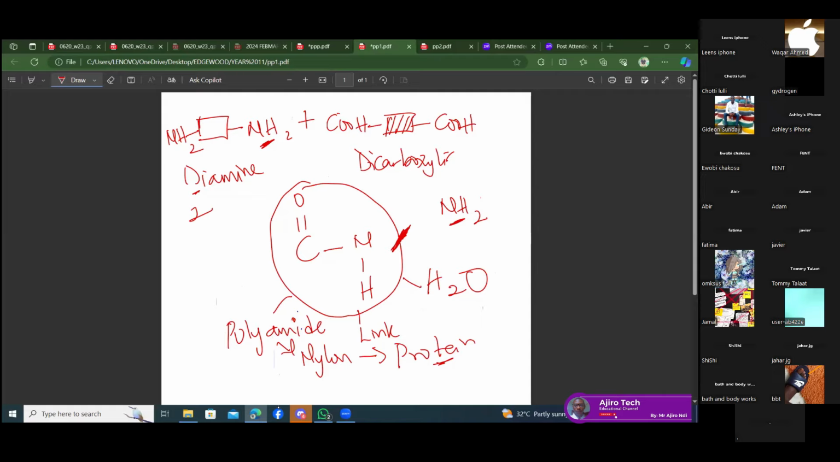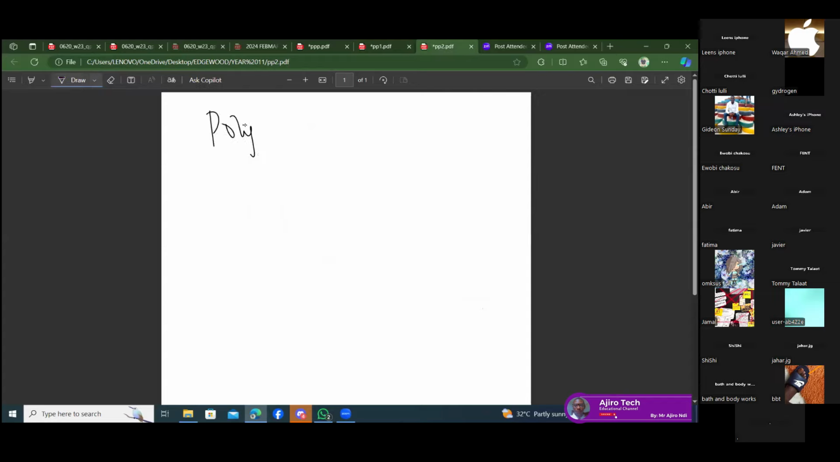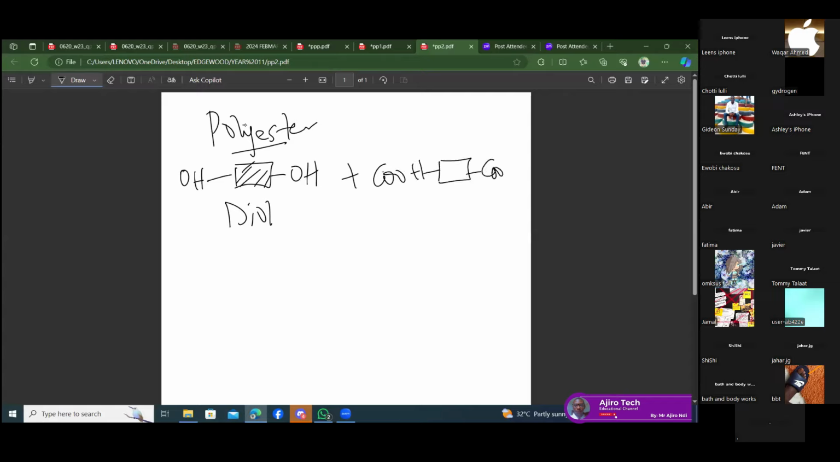Now let's talk about the second condensation polymer that we would find in the exam question. That second polymer is polyester. I'm simply going to use a different marker as well. So we could also have a polyester. Now, a polyester is formed from a diol. So I'm going to draw a diol now. So this is a diol plus a dicarboxylic acid.